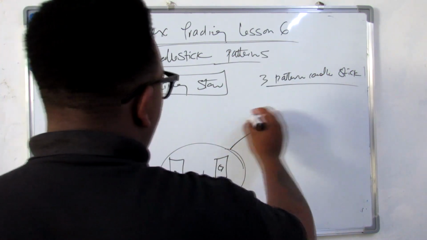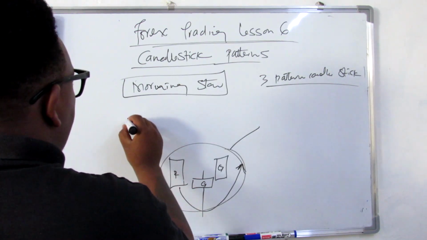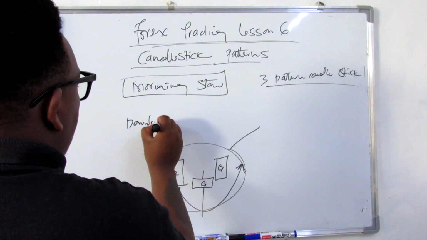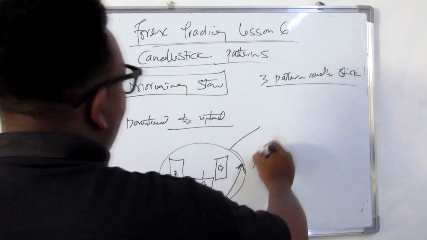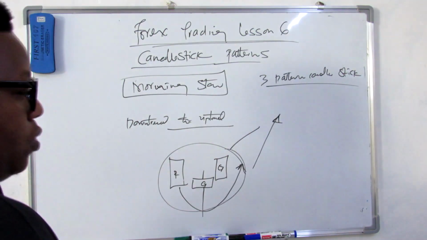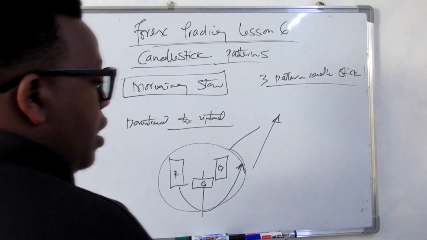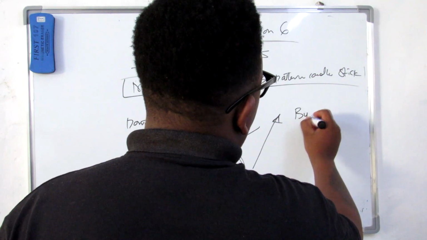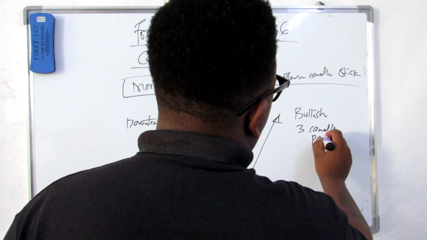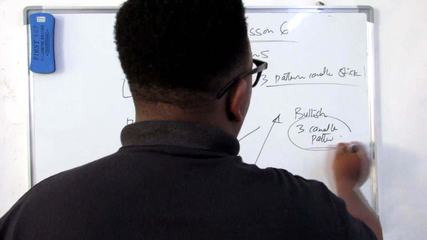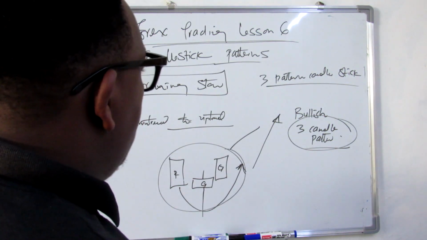This is what we call the morning star, and it is usually a sign to show you that the market has changed from a downtrend to an uptrend, and with this the market is about to go upward. So it's important for you to pay attention to that. The morning star is considered to be a bullish three-candlestick pattern. Whenever you see a morning star, the market is about to go up. So let's look into another one.